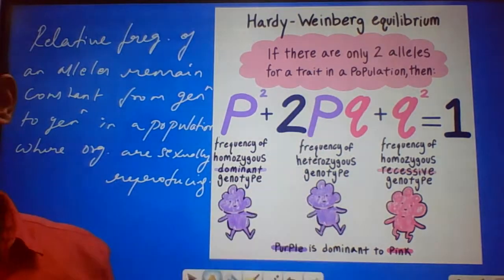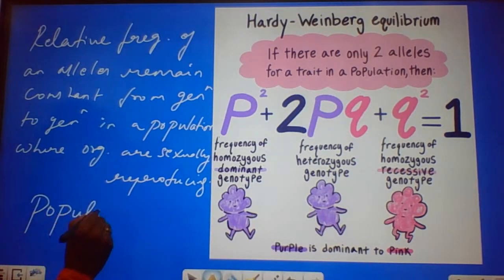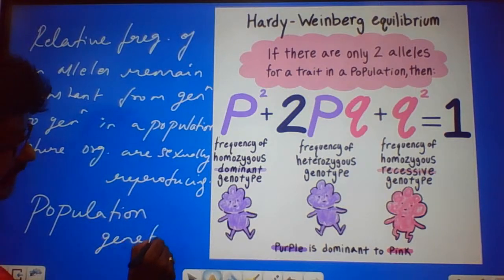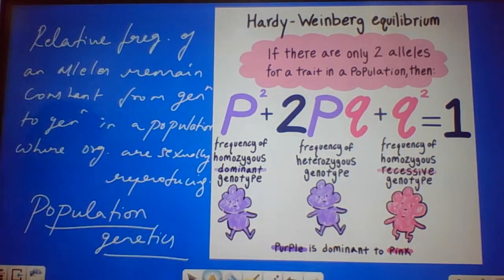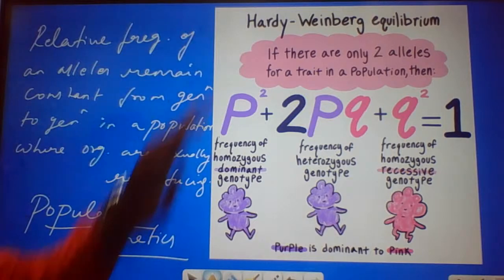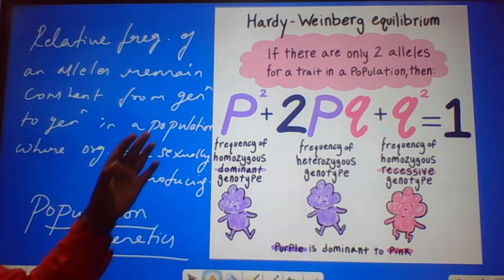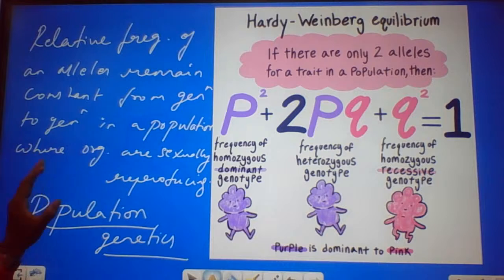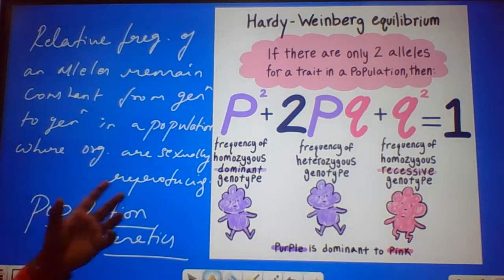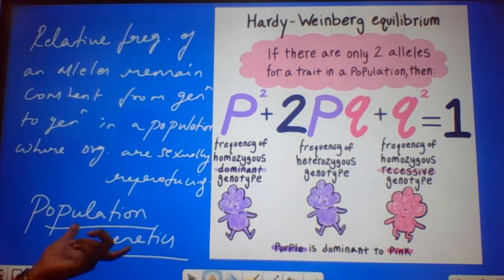The Hardy-Weinberg principle is usually applied in the branch of population genetics. In a practical scenario we may not apply this, but in the field of population genetics, Hardy-Weinberg equilibrium is one of the important tools where you can identify whether it maintains a constant. From generation to generation, in a population where organisms are sexually reproducing, this should have a constant value. So Hardy-Weinberg comes under population genetics.